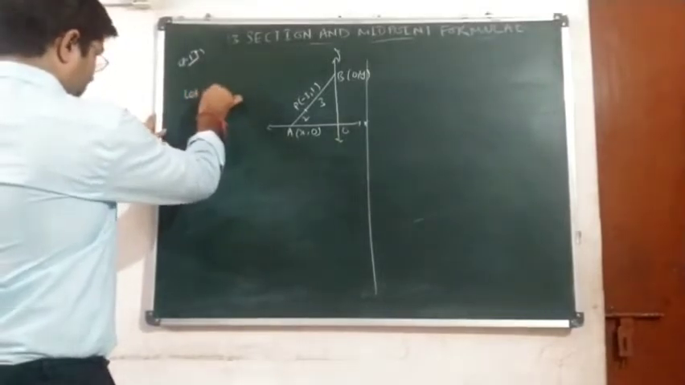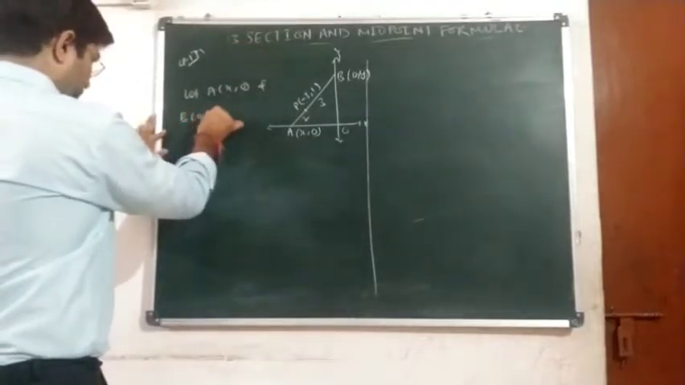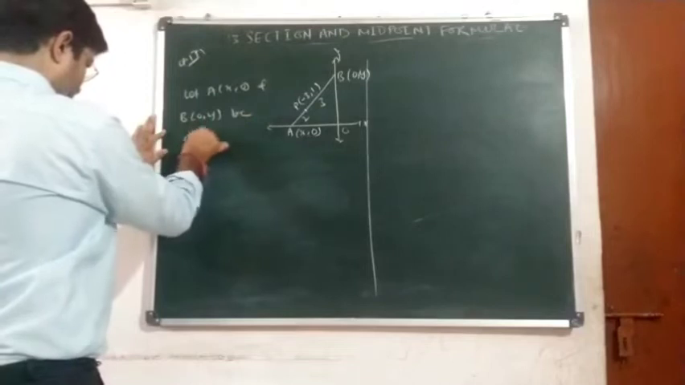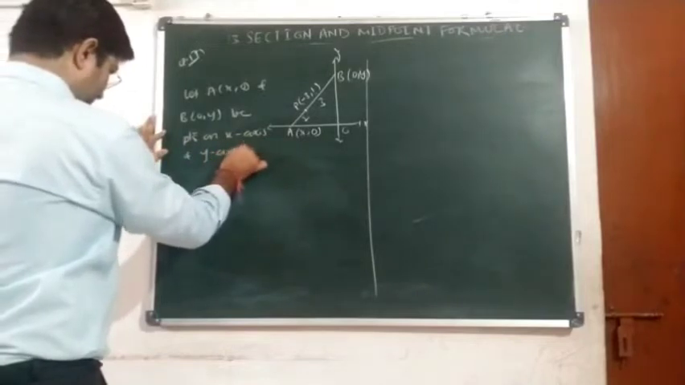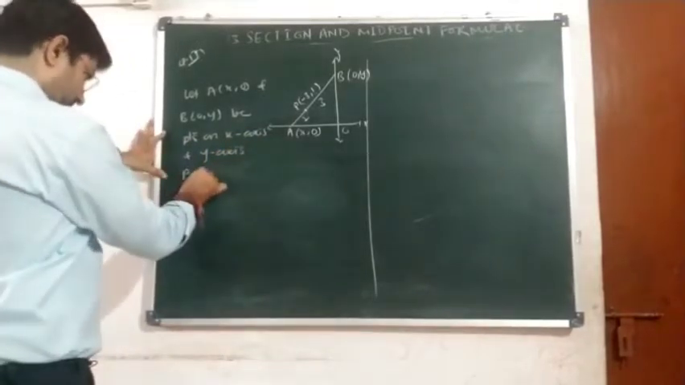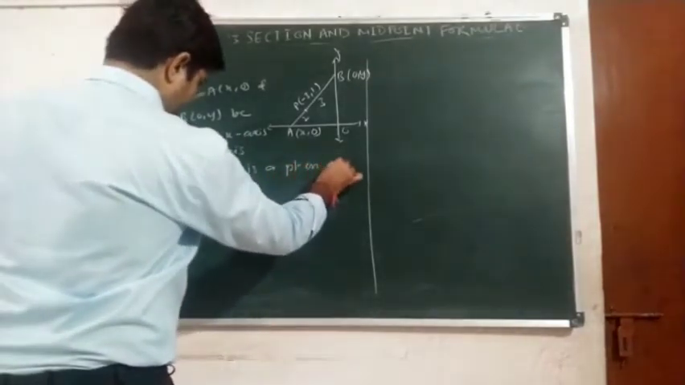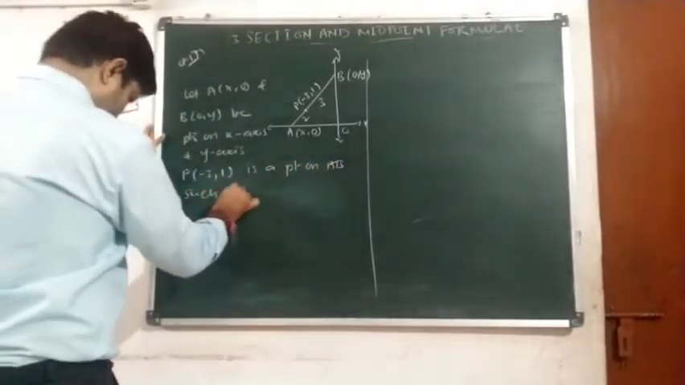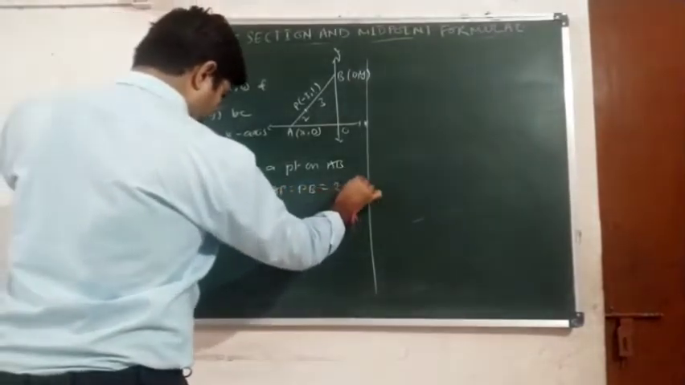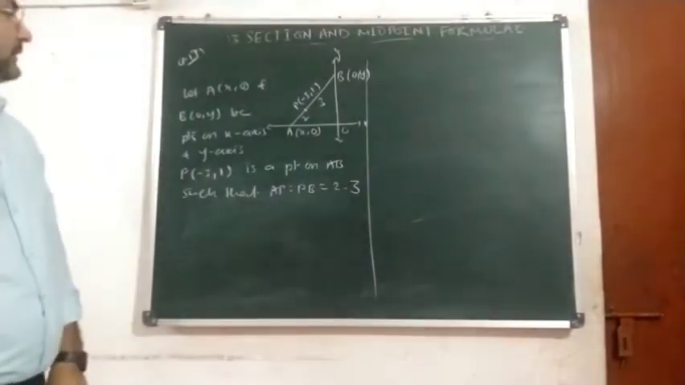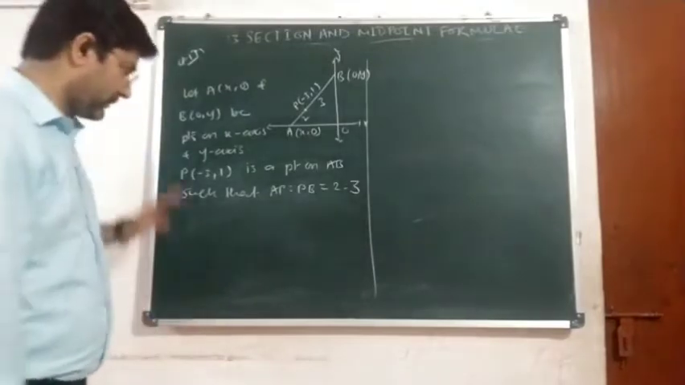Let A (x, 0) and B (0, y) be points on the x-axis and y-axis respectively. Okay, point P (minus 3, 1) is a point on AB such that the ratio AP is to PB is 2:3. Clear? Okay, we will consider the coordinates. Here also we will use the same section formula only.